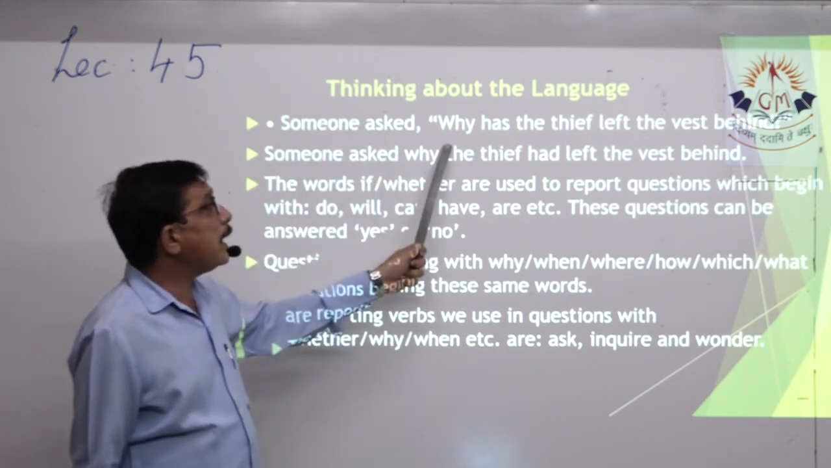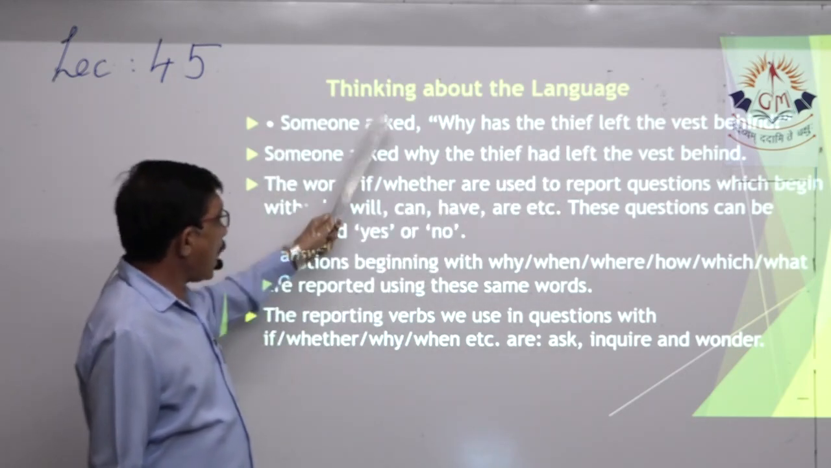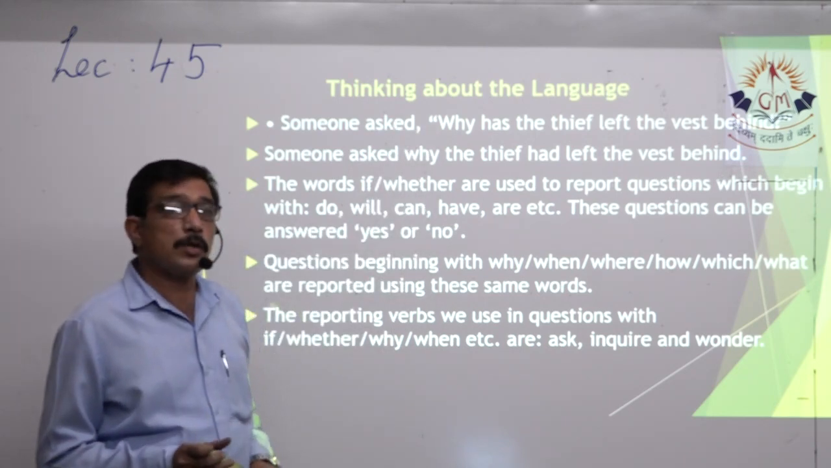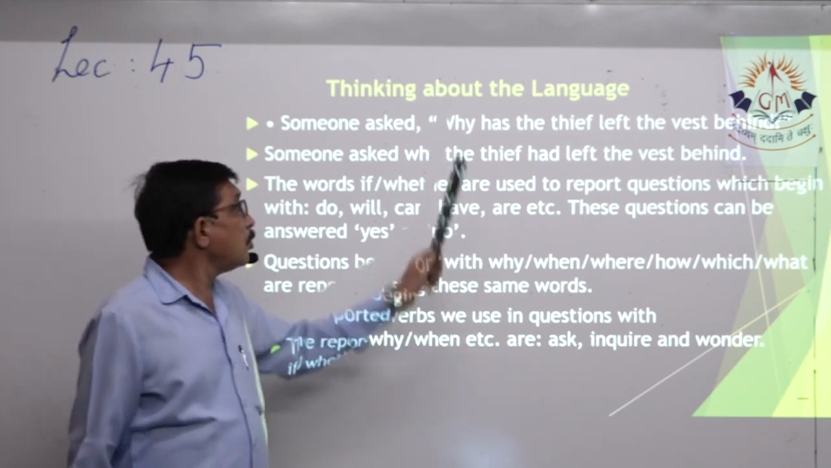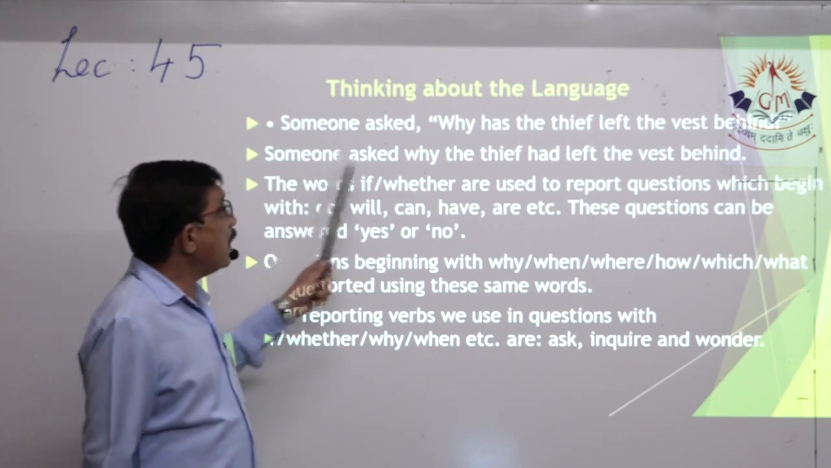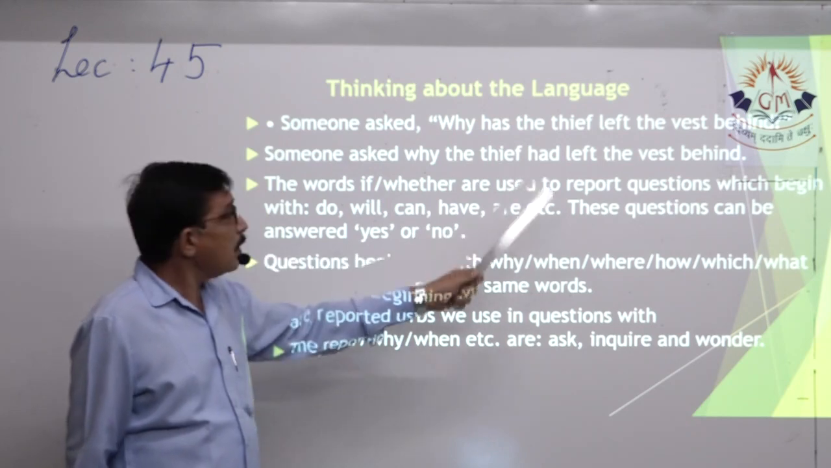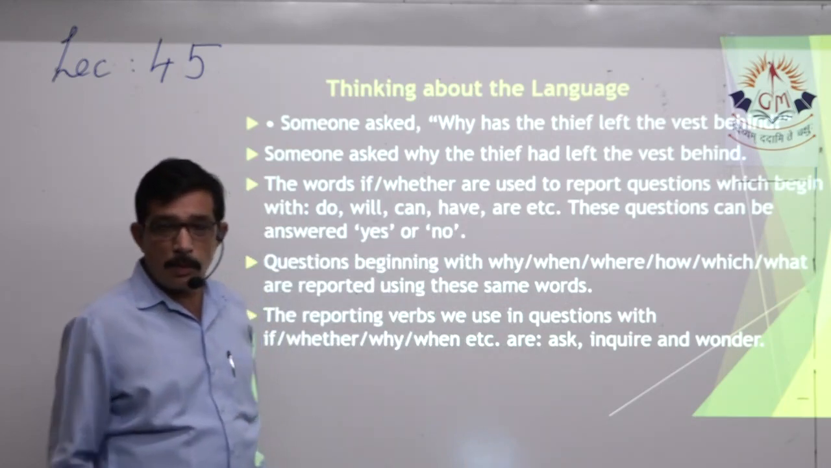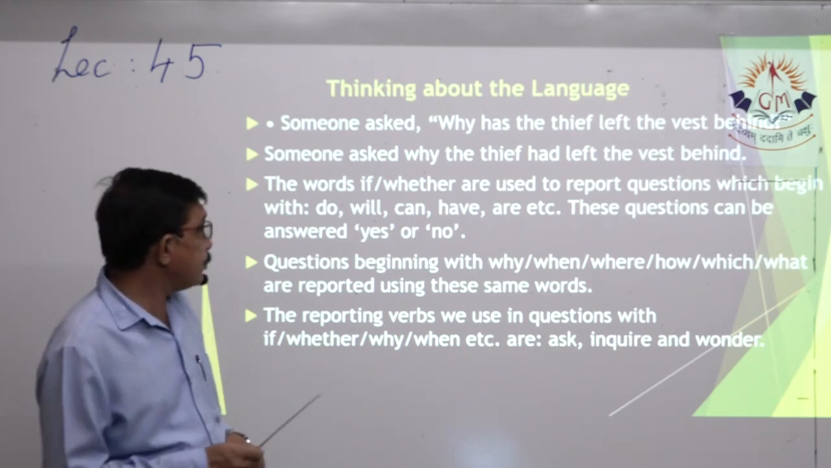Someone asked, why has the thief left the vest behind? When we have a WH word and a question mark at the end, we do not use that question form, but we use the same WH word without attaching the question. Someone asked why the thief has becomes had: why the thief had left the vest behind. The rest of the thing remains the same. We only need to change the grammar, that is the verb part.